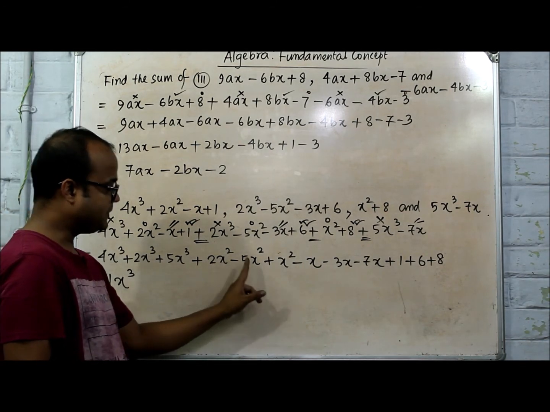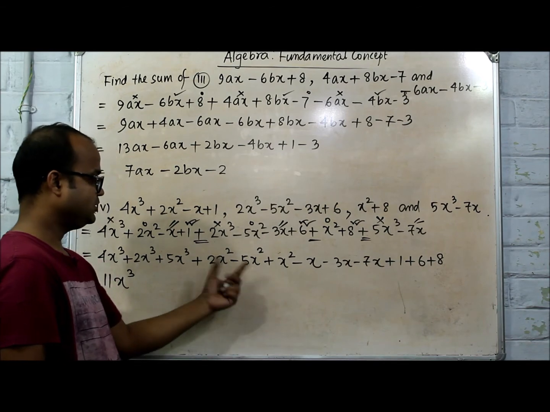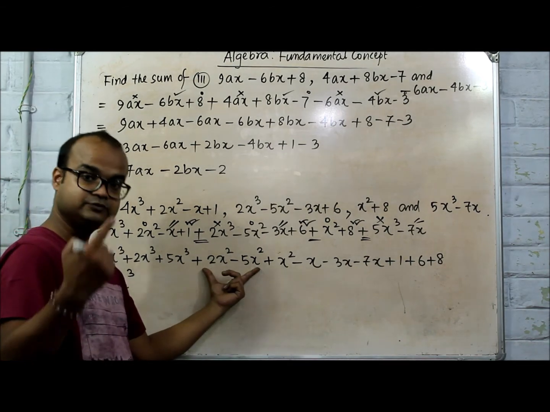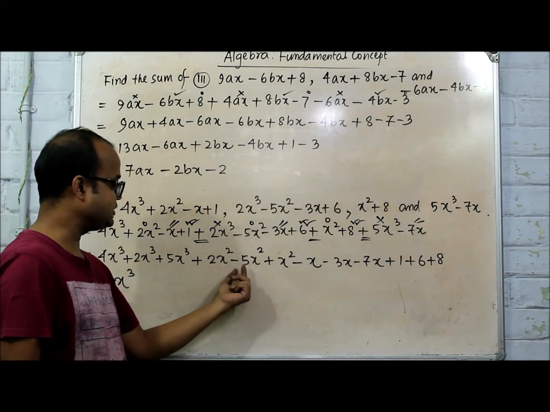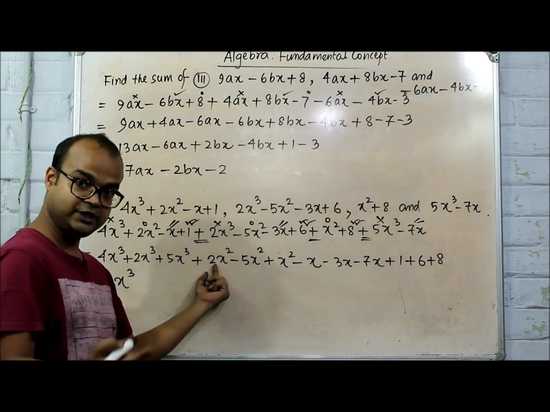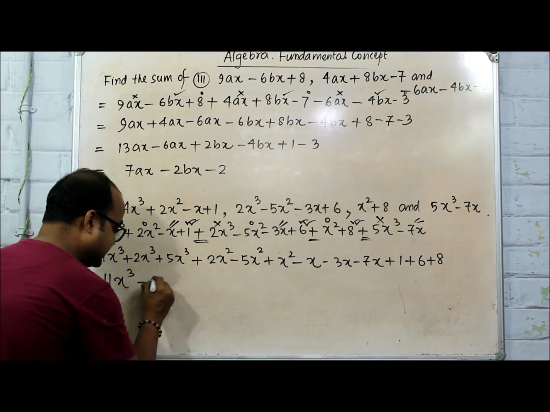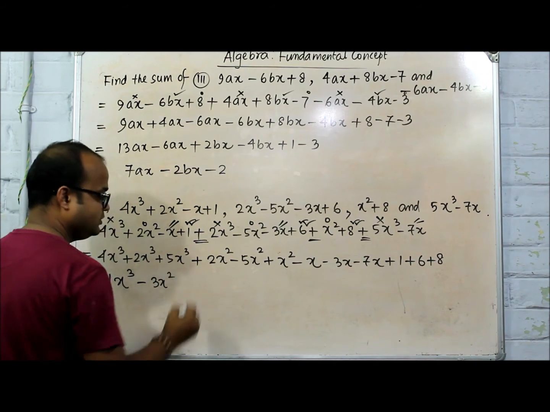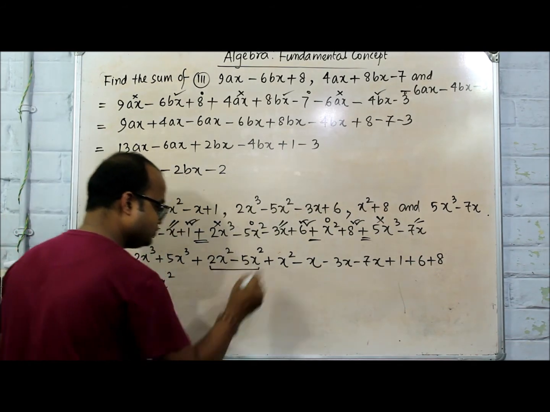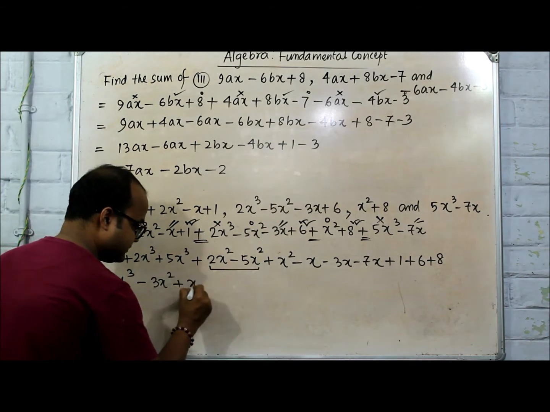2x square minus 5x square. Opposite sign. Subtract the numerical coefficient. So 5 minus 2, 3. 5 is bigger, so it will take minus 3x square. That means we are simplifying these 2 terms. So we write plus x square.